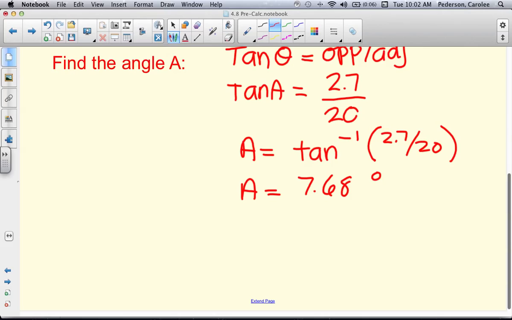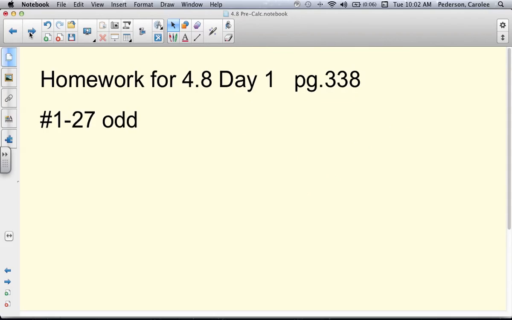The difficult part sometimes is drawing these pictures and labeling them in the correct places and then choosing the correct trig function. This will finish our lesson. Here is the assignment. Page 338, 1 through 27, odd.